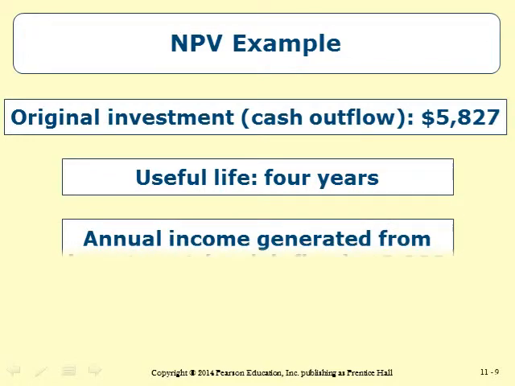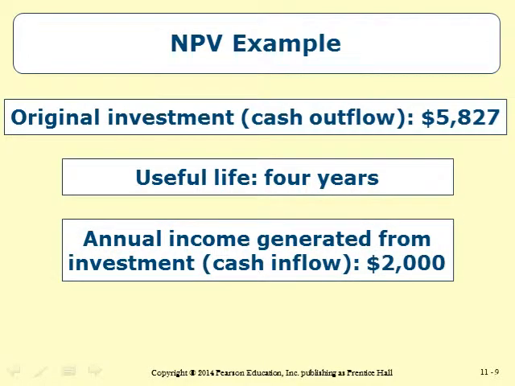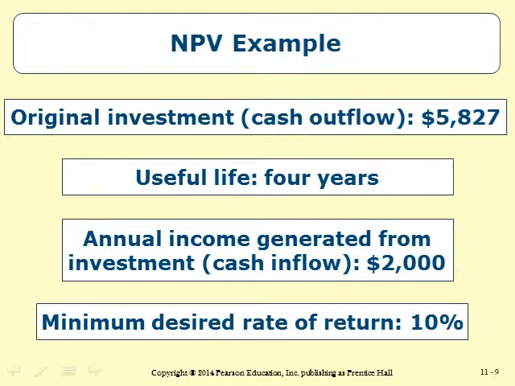Managers at Toyota's Mississippi plant are contemplating the purchase of new, more efficient auto painting equipment that they expect will increase efficiency and produce operating savings of $2,000 cash per year. The useful life of the equipment is 4 years, after which it will have a net disposal value of 0. The equipment will cost $5,827 today, and the minimum desired rate of return is 10% per year.